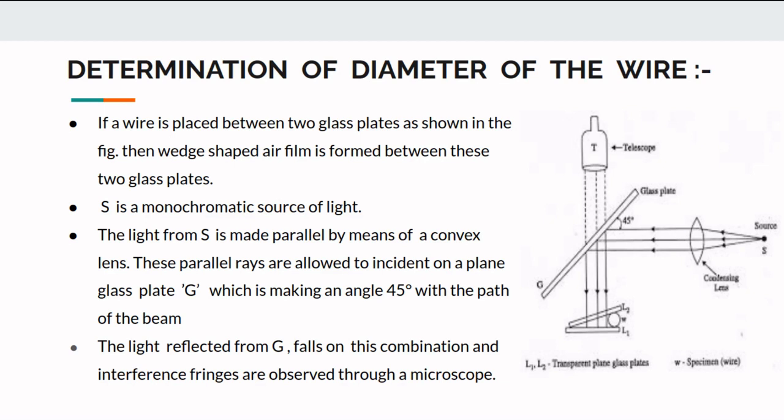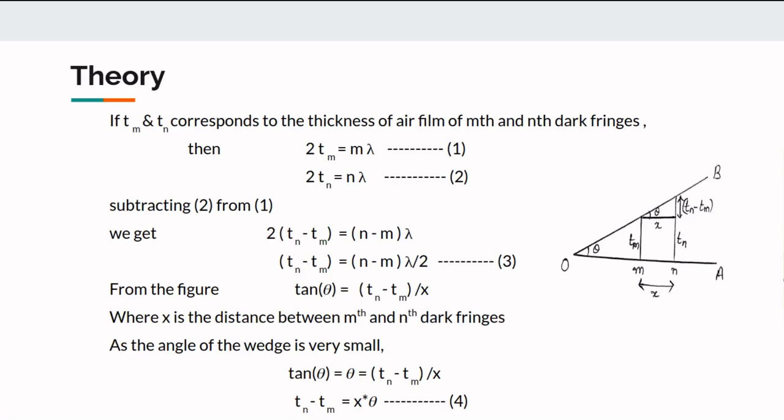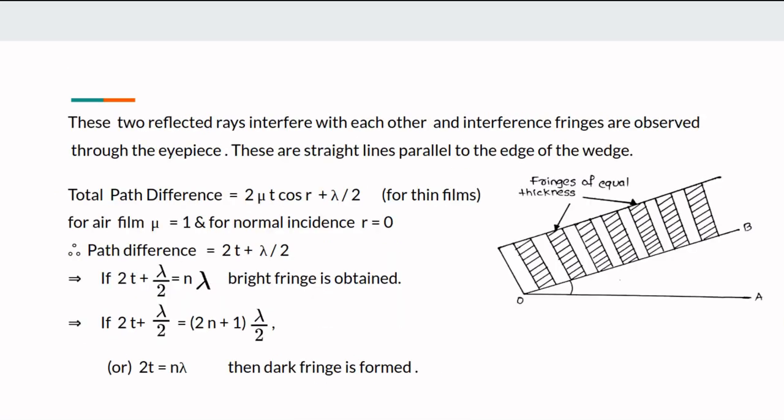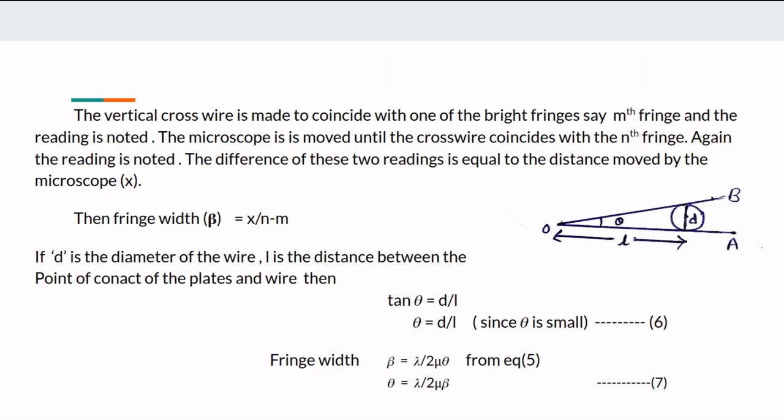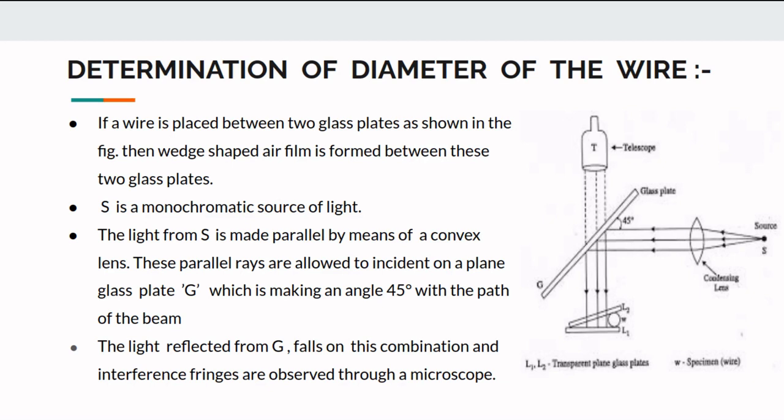Only normal rays are allowed to be incident on this combination, because in the theory we have substituted r is equal to 0. It is possible only when the incidence is normal incidence. For this purpose, the rays are allowed to be incident normally on the combination. Then the reflected rays from the lower and upper portions of the thin film interfere with each other, and interference fringes are observed through the eyepiece.